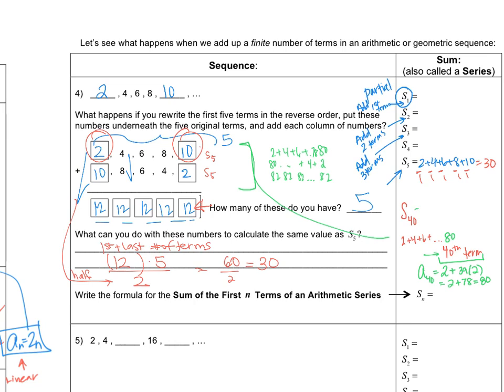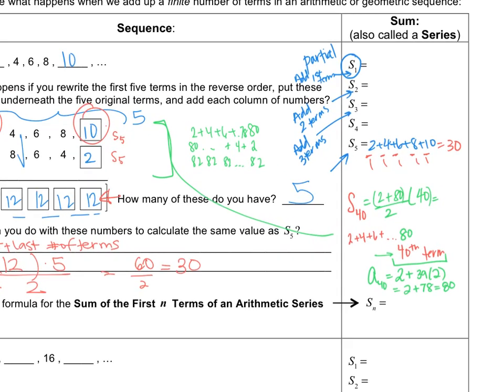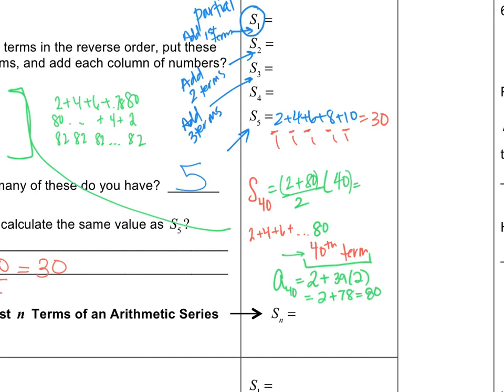So a quick way to add those terms is to say the first guy, which was 2, plus the last guy, which is 80. That's a sum of 82. We're going to have a whole bunch of those. But we're getting double the amount, so we're going to take half of that. And the number of terms we're going to get is 40. So our sum here will be 82 over 2 times 40. Which will equal 1640.